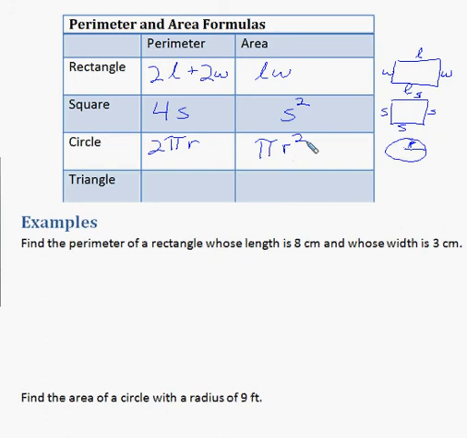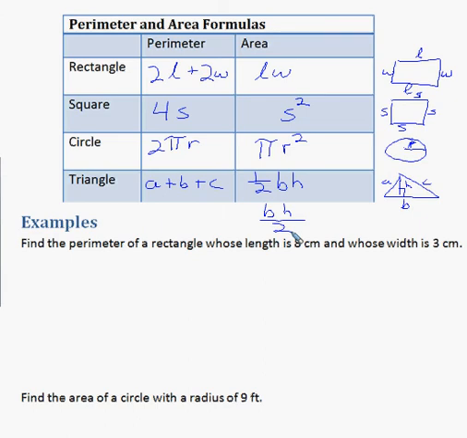And then a triangle, to find the perimeter, we just add up the three sides, so a plus b plus c. And for area, I'm going to let this b also represent the base. We take 1/2 the base times the height. Another way to look at that one is base times height and then divide it by 2. It might be easier. So in these two examples, we're going to be using these formulas we just looked at.